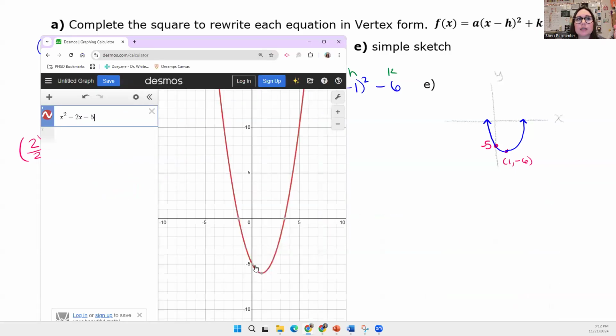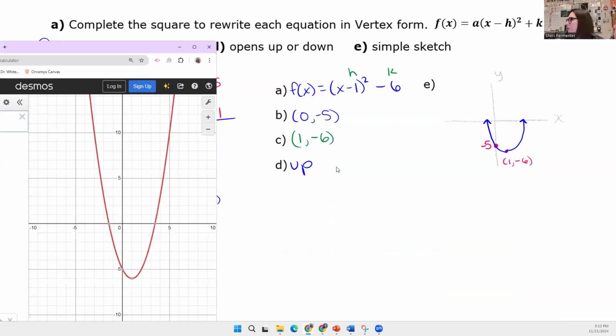So here, is my y-intercept at -5? Yes. Is my vertex at 1, -6? Yes. That's how I'm checking to make sure that I had to have all these things correct or I wouldn't have gotten the correct graph. Does that make sense? I feel like I'm talking to myself. Does that make sense on how you can check?